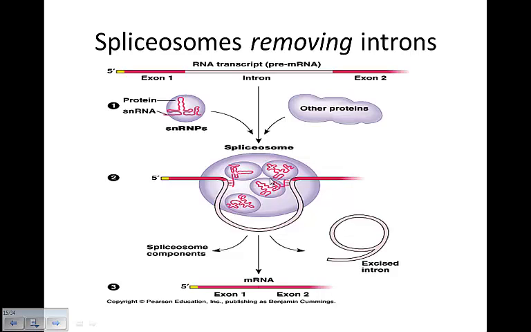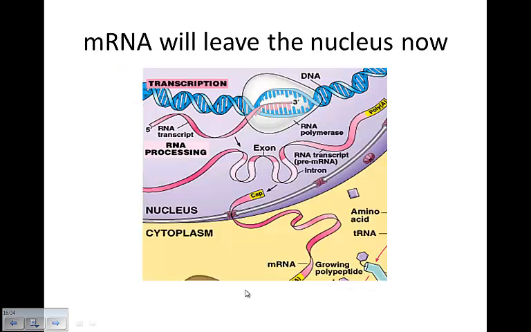So what the spliceosomes do is stitch together the pieces to make a finalized piece of secondary messenger RNA. It's now going to be ready for transport to the ribosomes.